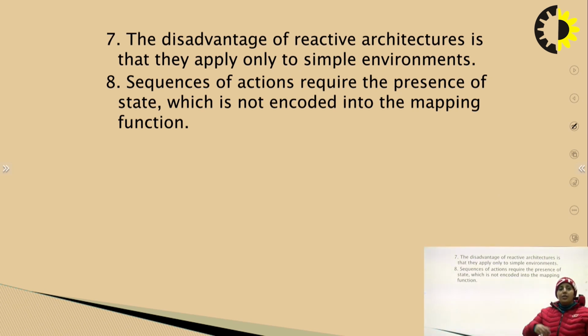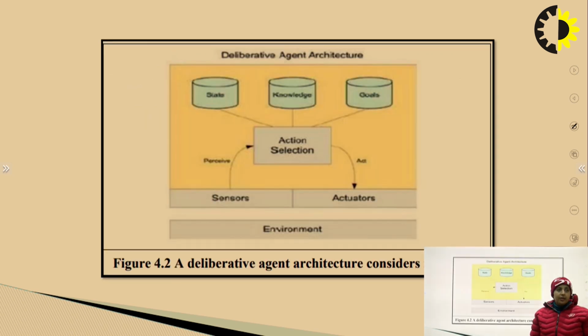It uses and applies its decision making skills. So here is an example, or here is the architecture. It shows state, knowledge and goals. Basically, state is the state in which the agent is currently in, and there can be a number of states.